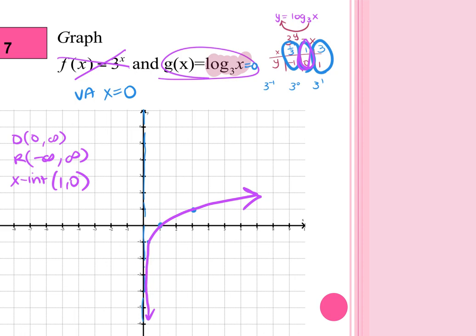Questions? Yeah. Not for logs. Yep. So just like domain never changes for exponential, it switches from the x to the y, so the domain to the range.